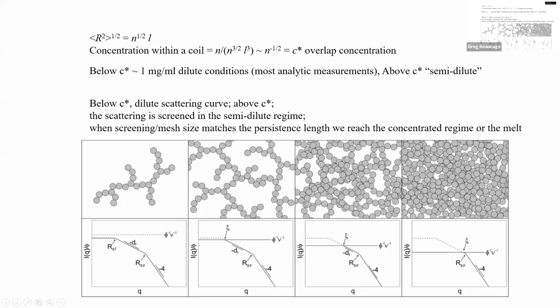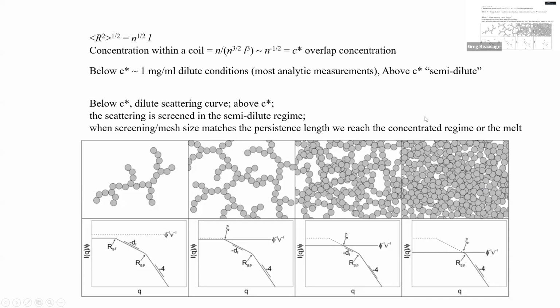Or you reach the bead size here. And at that point, this becomes a melt. It's essentially a melt. There's no more porosity in it. There's nothing else to see. All you see is just the solid thing. So if you pull out all the solvent, that's really a melt.